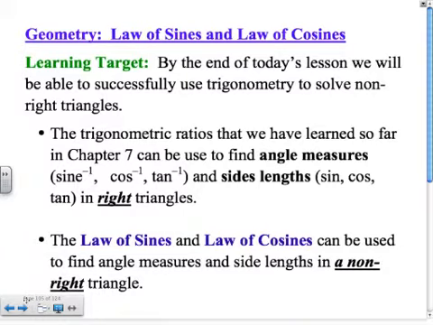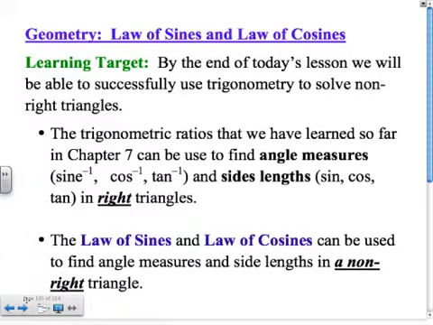those trigonometric ratios only work in right triangles. So we're going to look at two different laws over the course of the next couple days, called the law of sines and the law of cosines. The advantage and the purpose of looking at these laws is that they can be used to find angle measures and side lengths in a non-right triangle. In other words, the law of sines and the law of cosines are universal. They work in any triangle.